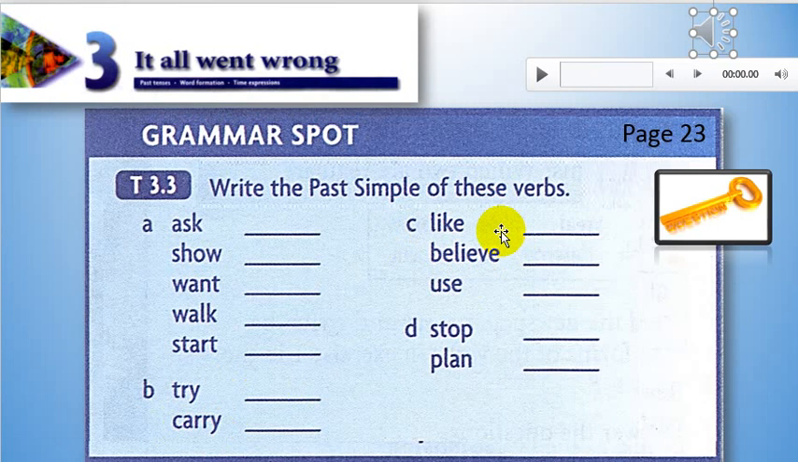In group C, because the verb ends with an e, we add only d. Liked, believed, only d. Used, only d. In the fourth group, we double the last consonant sound, the last letter. Stopped, double p-ed. Planned, double n-ed. Okay, you should memorize these by heart also.